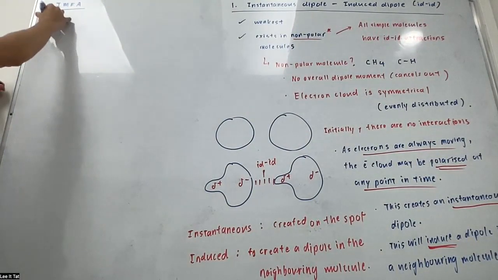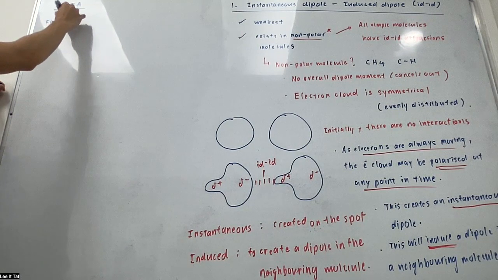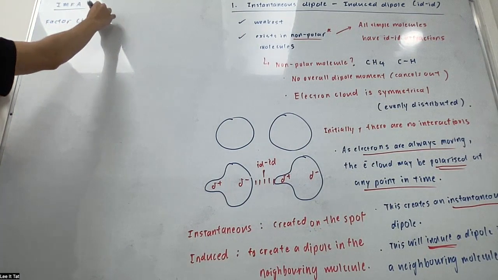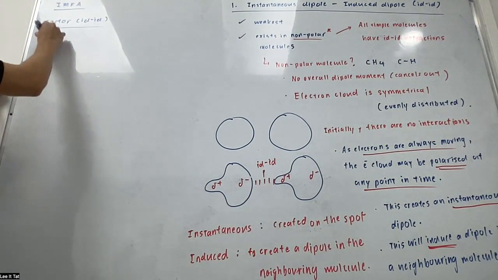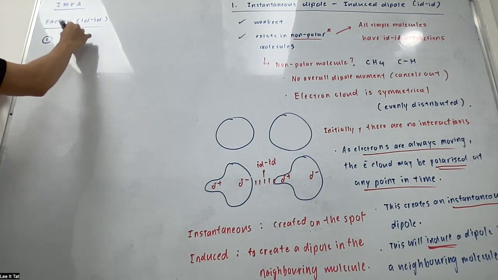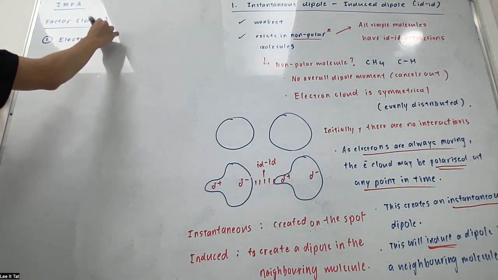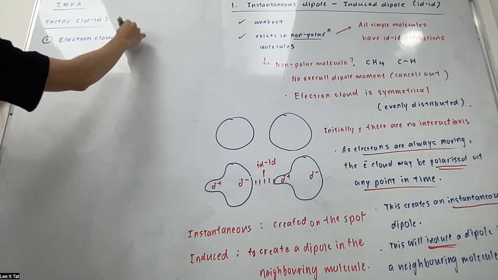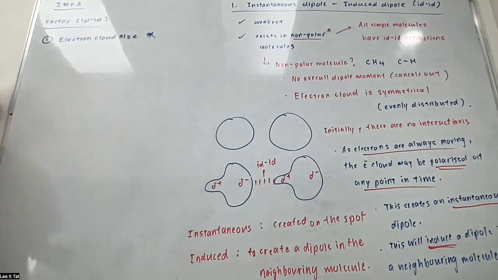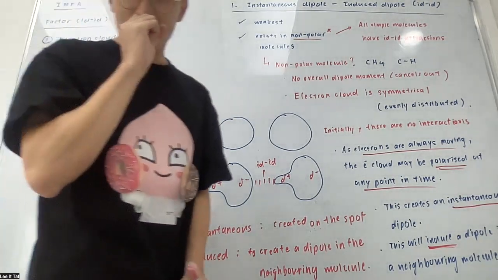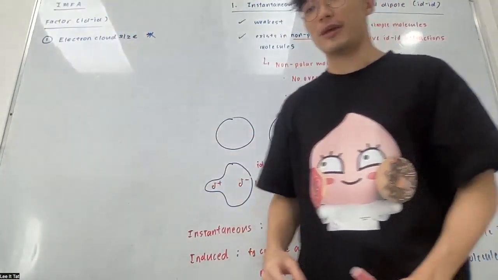The very first factor that affects ID-ID is the size of the electron cloud. I'm going to write down the three words: electron cloud size. Now, this is a very, very important factor. I will discuss why later on as well. But for now, everything is mentioned there.